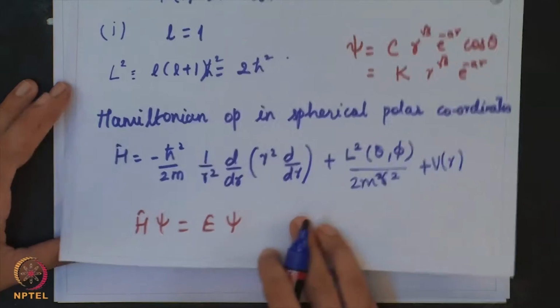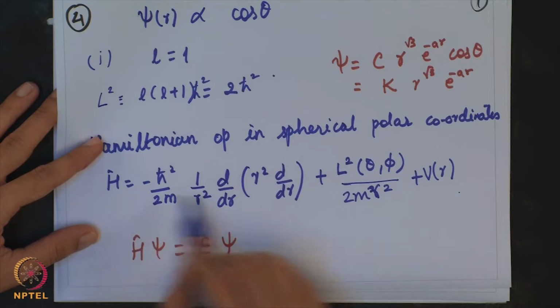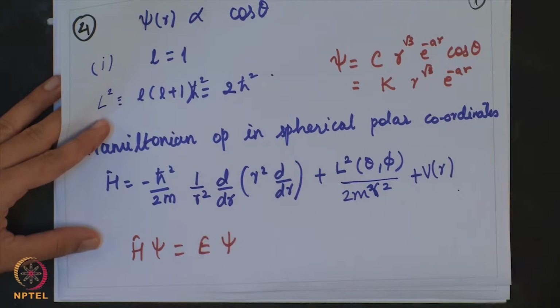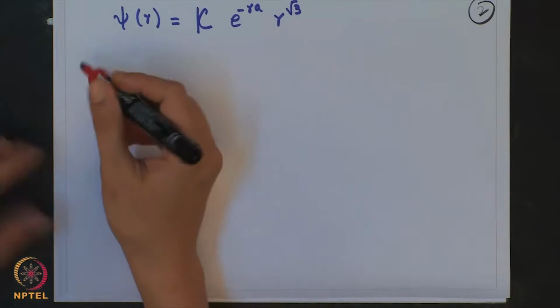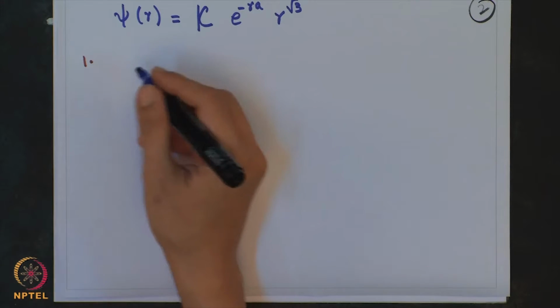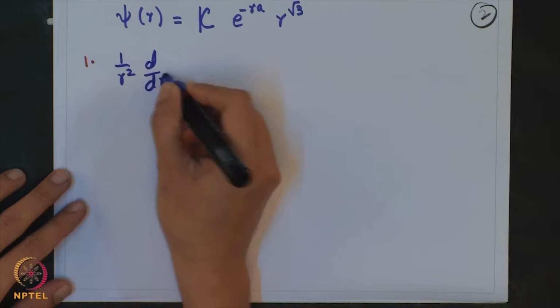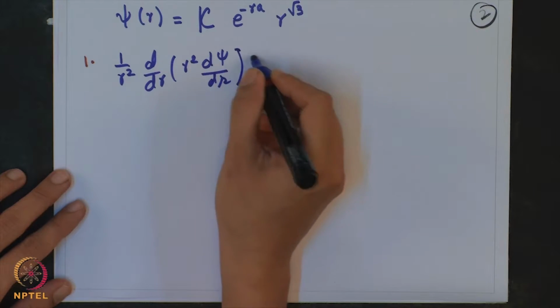And coming back here, when I operate H on psi, I will first worry about this part. So, let me write this in terms of steps or points. So, point number 1, what you will do? You will evaluate 1 by r square d by dr of r square d psi by dr.